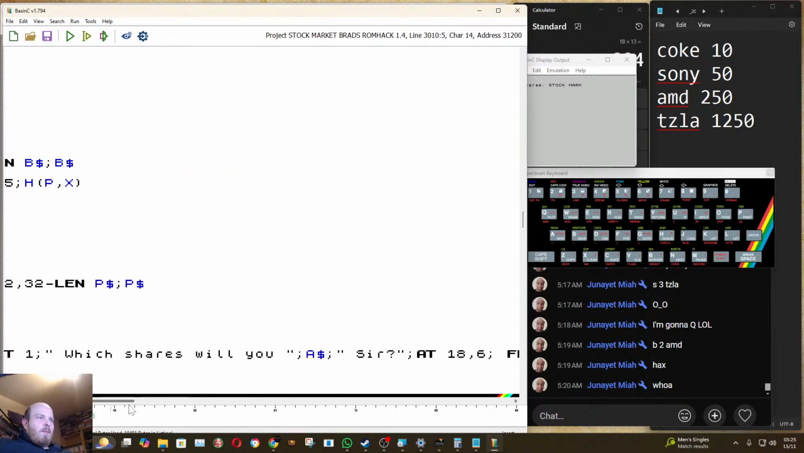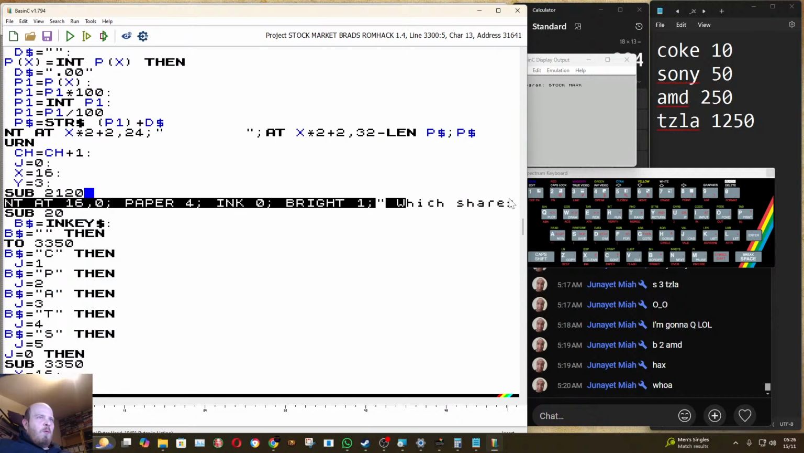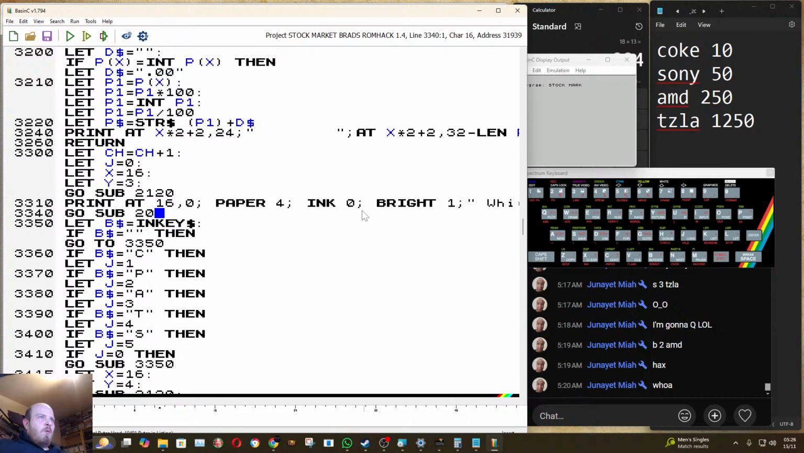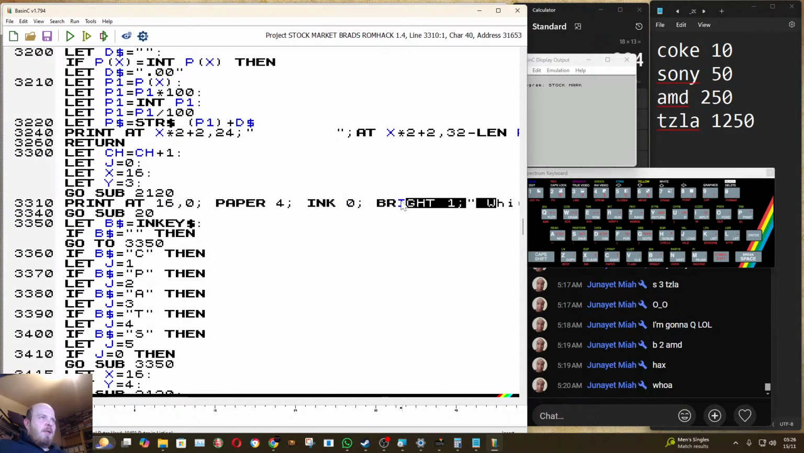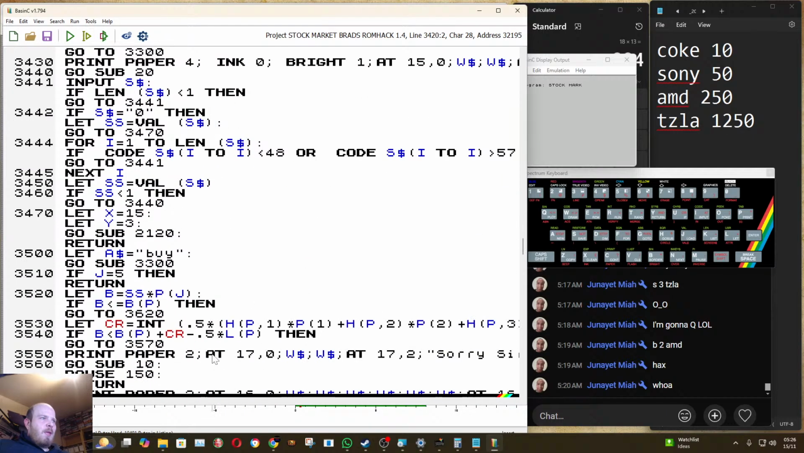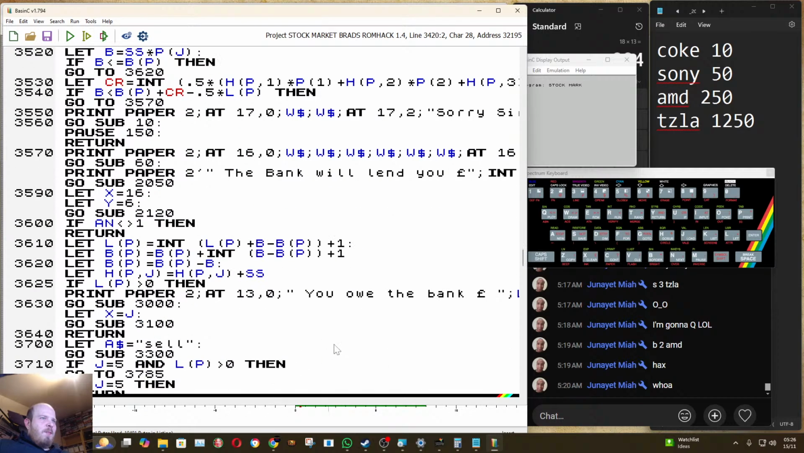So this is which shares. It keeps scrolling across. This is which shares will you buy. It keeps going to the beginning of that line. And this is dealings in suspended. The bank will lend you money, blah, blah, blah. You owe the bank, blah, blah, blah.